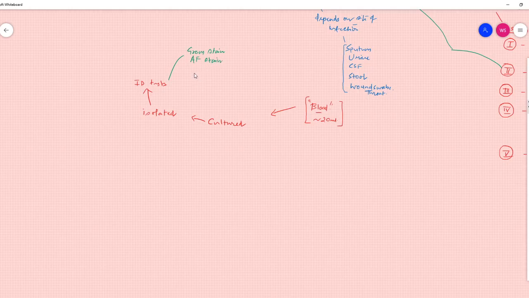Then we can culture it under aerobic or anaerobic conditions, so we get an idea whether the organism is aerobic or anaerobic, or we can do nucleic acid amplification tests, which we initially said the PCR can be done. In these ways we can identify the organism.